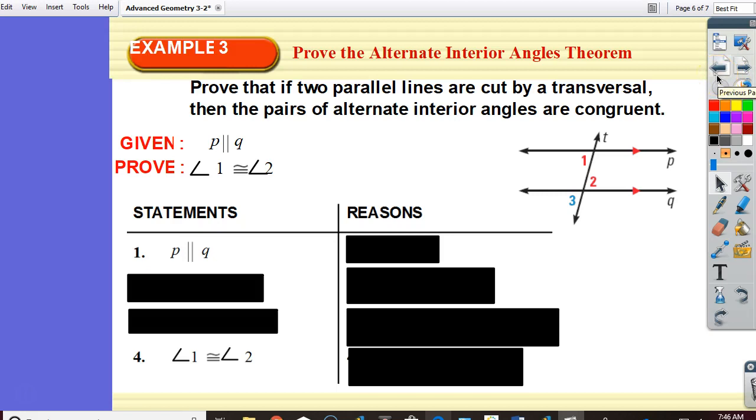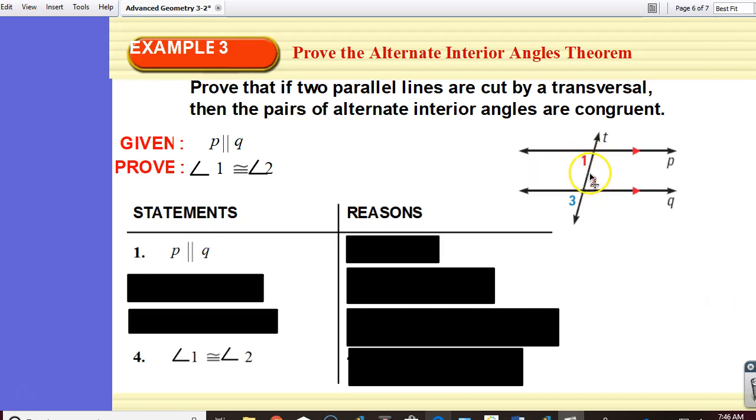Prove the alternate interior angles theorem. So you cannot use alternate interior angles to prove alternate interior angles. So you can't be like, oh, alternate interior, they're equal because they're alternate interior, therefore they're equal. You can't do that, right? We're trying to prove that those are equal, so we have to use something else. So you guys see how, like, angle 3 is labeled? Why? Because we're probably going to have to use it to prove it, right?